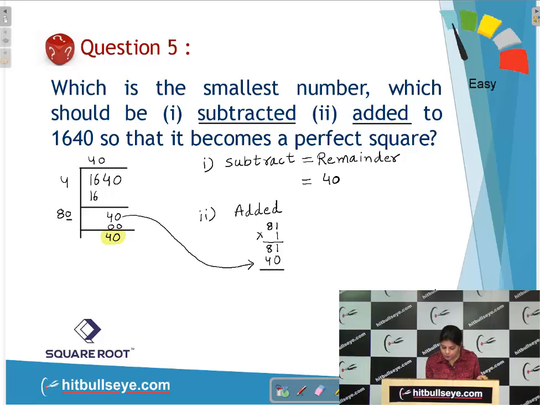We subtract the 2 and we get the result as 41. So friends, 41 needs to be added to the original number 1640 to make it a perfect square of 41. So we add 41 with 1640 so that it becomes the square of 41. Now let us go to the next question.